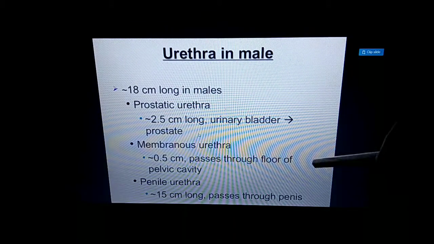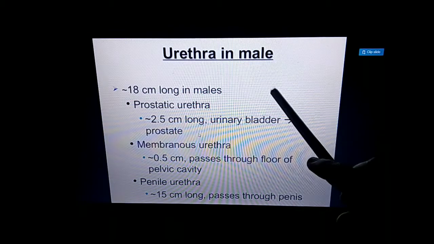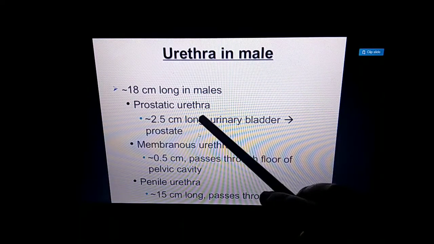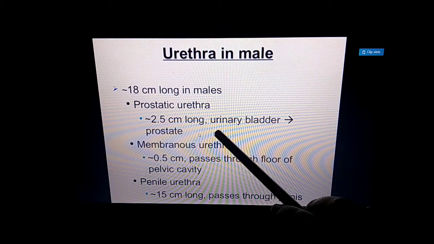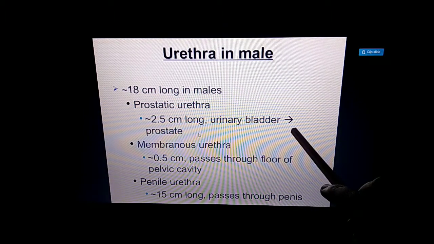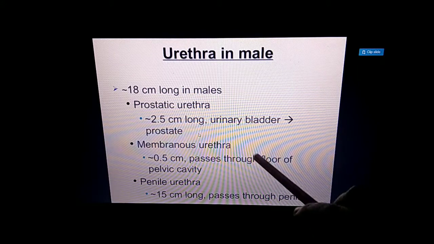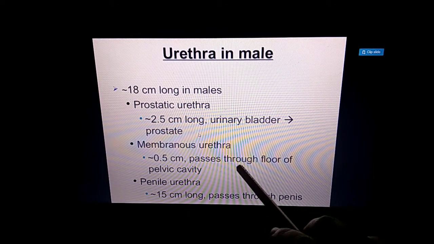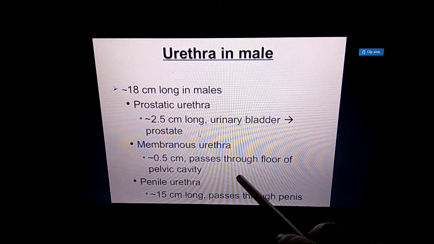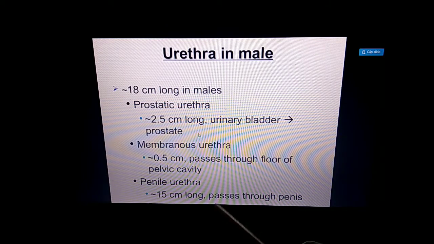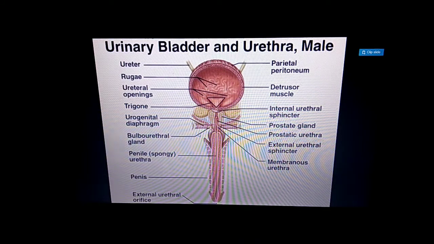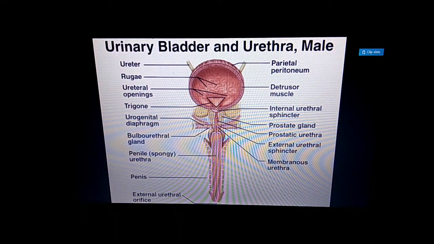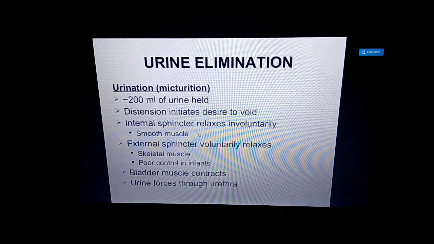Then the urethra in males is 18 centimeters long. The prostatic urethra is 2.5 centimeters long, from the urinary bladder to the prostate. The membranous urethra is 0.5 centimeter and passes through the floor of the pelvic cavity, and the penile urethra is 15 centimeters long. This is the whole structure of the male urethra.